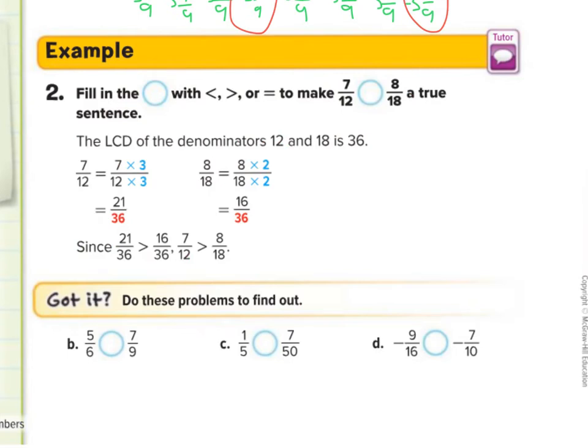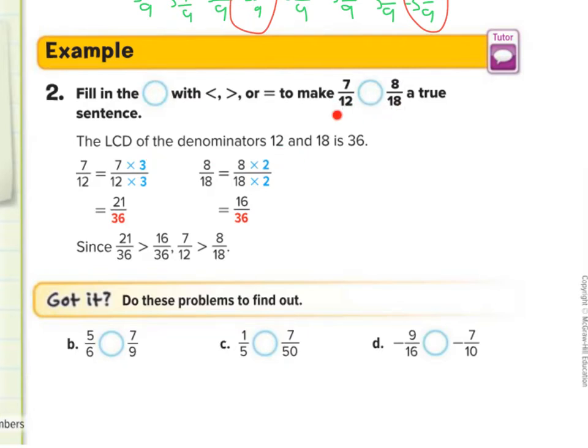Let's try example 2 now. Fill in the blank with less than, greater than, or equal to make 7/12 and 8/18 a true sentence. So which one's greater than, less than, or equal to here, right? What we do in this method of completing this question is find the lowest common denominator for the two numbers, for 12 and 18.